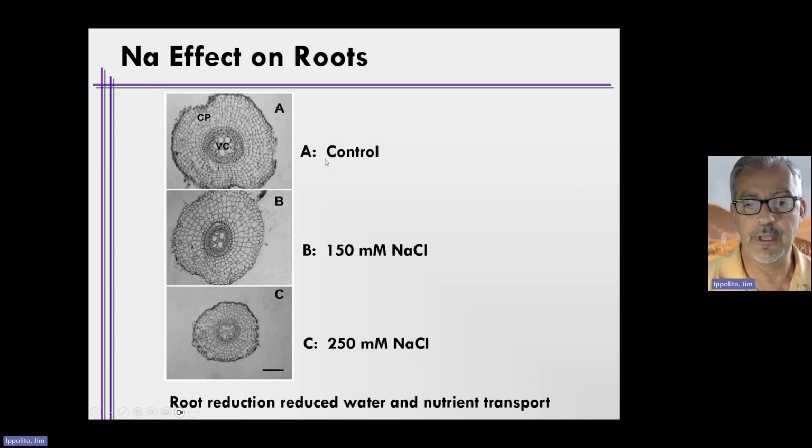As you increase the amount of sodium chloride in solution, root reduction occurs. Reduced water and nutrient transport. And that should make common sense to you. If a plant root is supposed to look like this, in the top panel, panel A, but it looks like this in panel C, then the entire root architecture shrinks simply because of, among other things, lack of water. The water is not being attracted to the root itself.